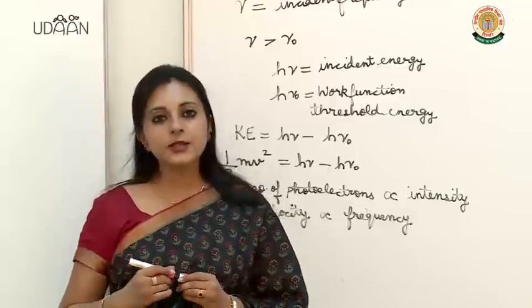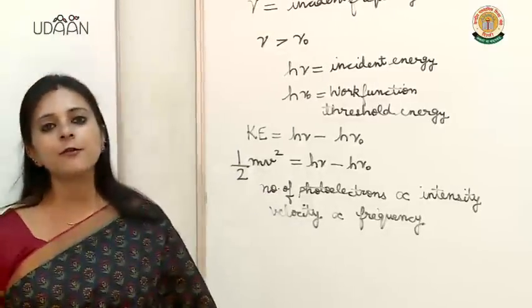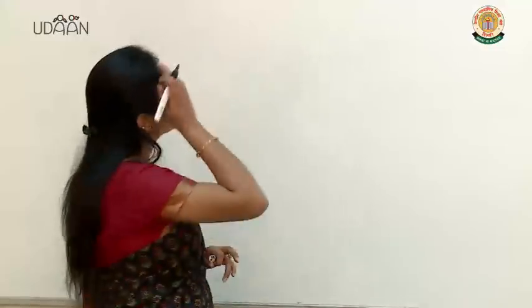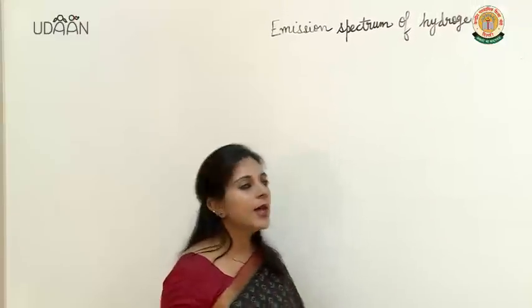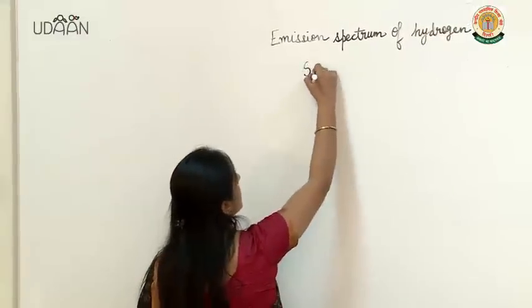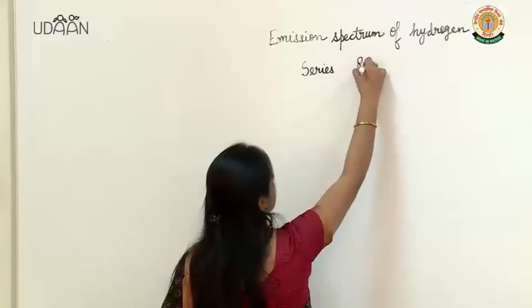Now we will understand the emission spectrum of hydrogen. How is it obtained? When we take hydrogen gas in a discharge tube and pass electrical discharge through it, the emission spectrum is obtained. We have to take it at low pressure because gases conduct electricity only at low pressure. So the emission spectrum of hydrogen is obtained and we get different lines which fall in different regions, and so they have been grouped in different series. So let us study these series.